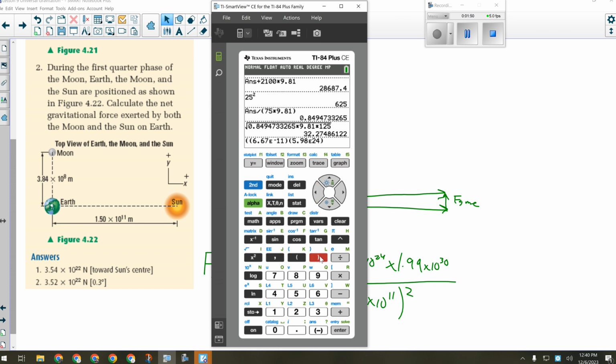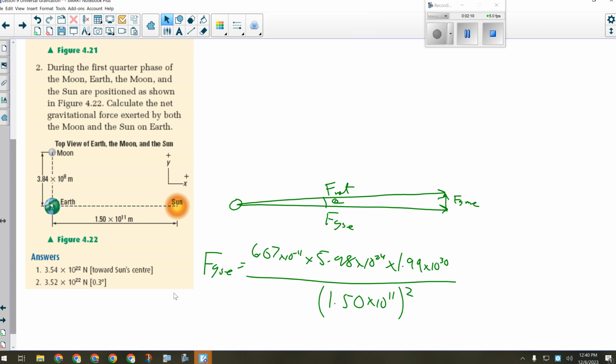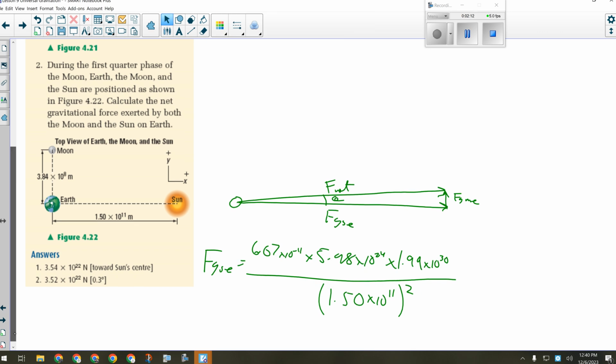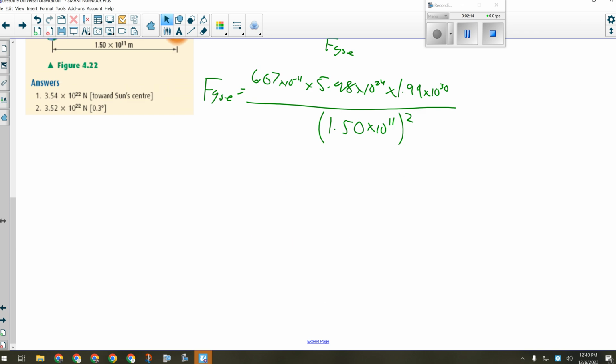Bracket, 1.99 times 10 to the 30, divided by 1.5 times 10 to the 11, squared. Okay, so 3.527. So there's the force of gravity between the sun and the Earth. I've got to do the same thing for the moon and the Earth. It comes out to like 1.98 times 10 to the 20 or something like that. I'm just going to say that for now to save time. 1.98 times 10 to the 20.